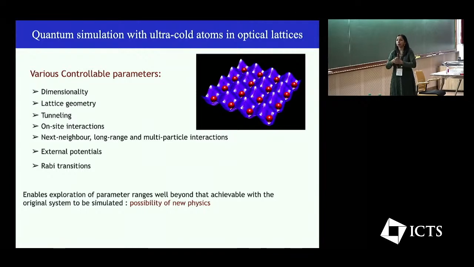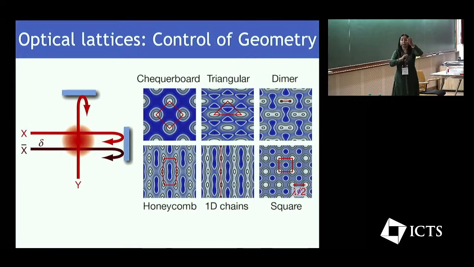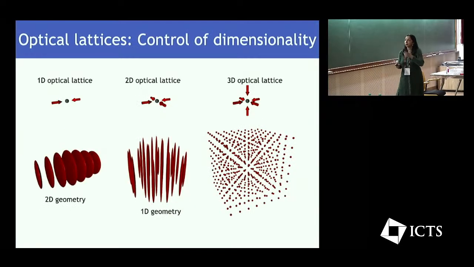In an optical lattice, you can control all the parameters, just like in numerical simulation. You can control the dimensionality, the lattice geometry, the tunneling between the lattice sites, the interaction, everything. So you can go to any parameter range and explore new physics. You can make any kind of lattice geometry and trap the atoms in those geometries. If you have a 1D optical lattice, you can form an array of 2D geometry. If you have a 2D optical lattice, you can form a 2D array of 1D geometry. And if you have a 3D lattice, you can have an array of points in space.